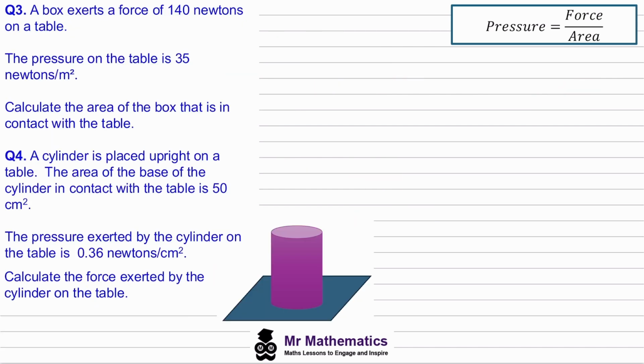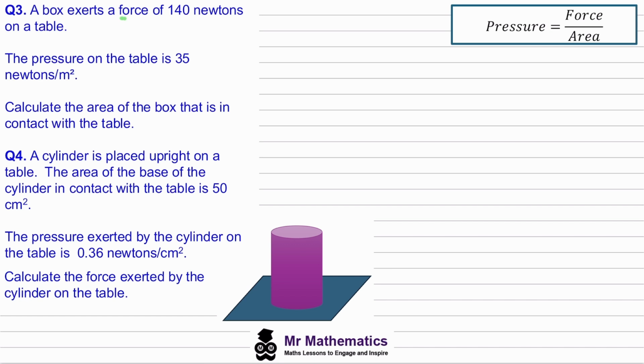So in example 3, we're told that a box exerts a force of 140 newtons on a table, and the pressure on the table is 35 newtons per meter squared. We've been asked to work out the area of the box that is in contact with the table. So do you want to try this question? You can pause the video, and when you come back, we'll go through the solution.